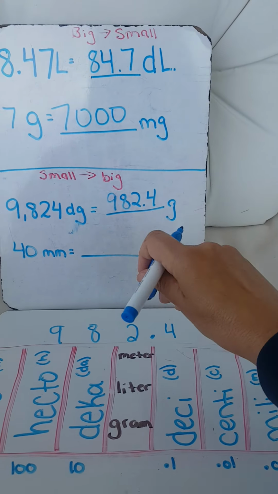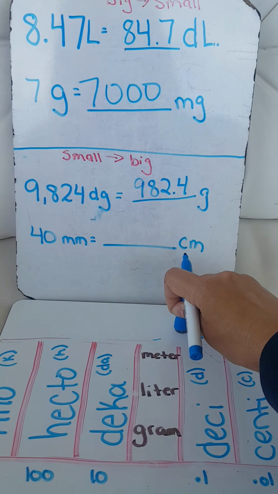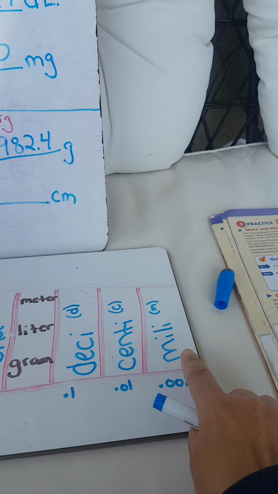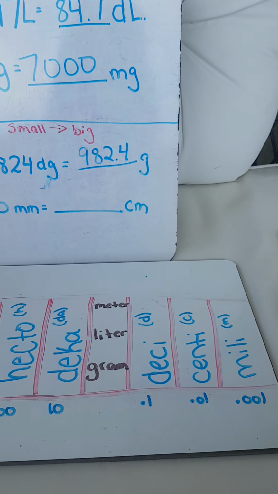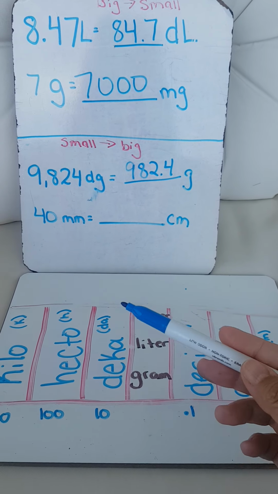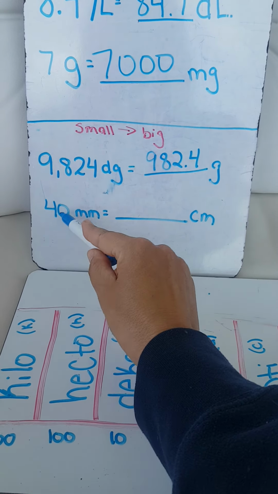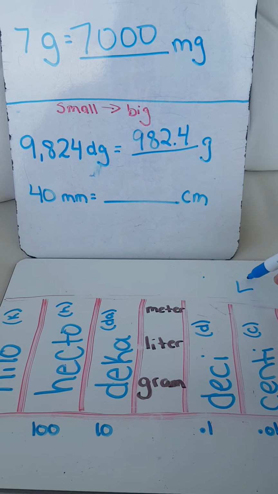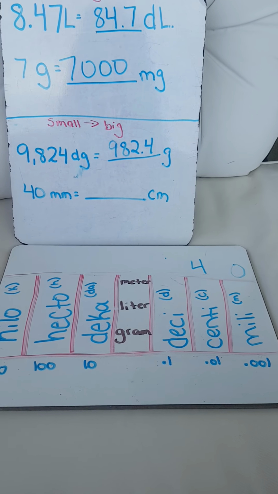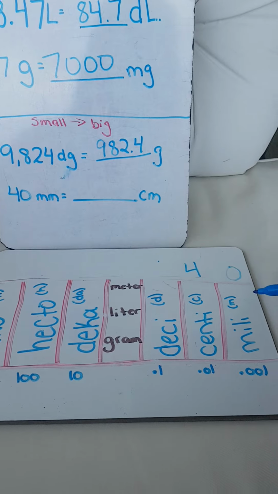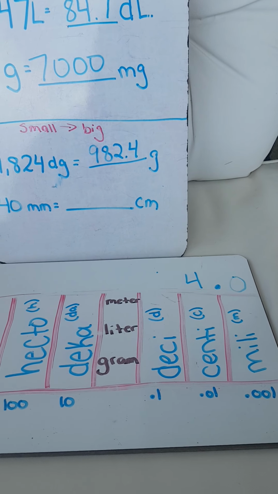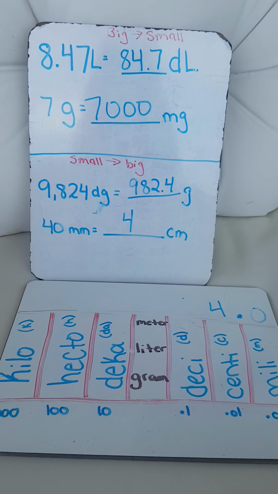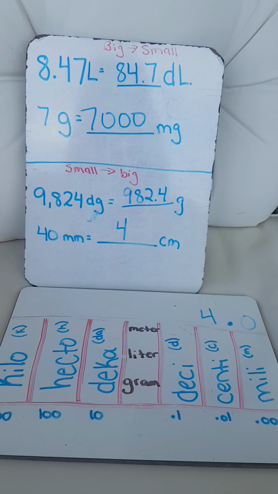Okay? Let's try one more. Let me erase this. Let's do millimeters to centimeters. Millimeters to centimeters. So I'm going backwards. When I'm going from small to big, I'm going to put my 0 above milli and then the 4 above centi. Now I just have to figure out where to put that decimal point. It should be after centimeters. So my answer is either 4.0 or you can just say 4. That's my answer. Please let me know if you have any questions with this.